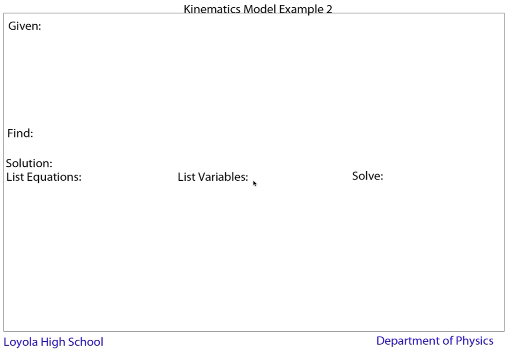In this example, we are going to use the kinematics model to analyze a problem involving vertical motion. We're going to take an example of an object that's thrown upwards from a cliff. I'm going to throw it upwards at a velocity of 3 meters per second. This is a pretty big cliff, but it's going to go up and it's going to come back down.